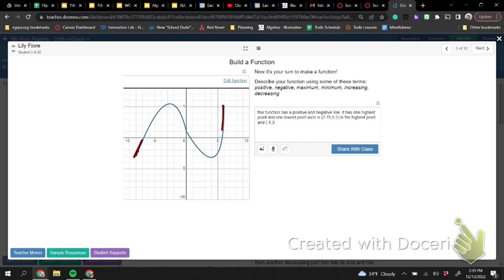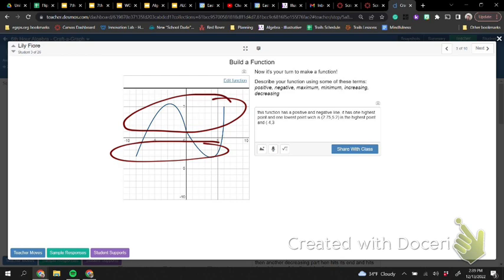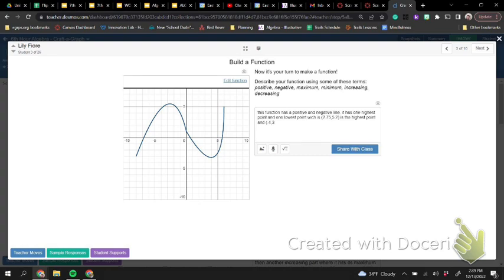Let me highlight. Increase here, decrease here. That's the only decrease, actually. I already referenced the maximum and the minimum. And all this up here is positive. All this down here is negative. So you could use specific intervals. I'm just trying to half speed run that so we could look at another example as well.